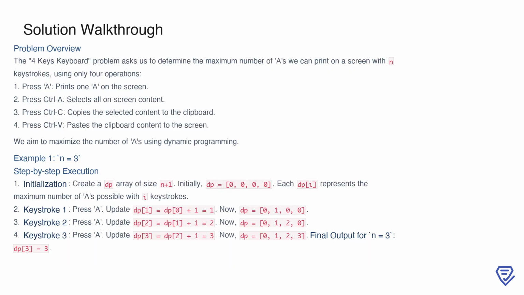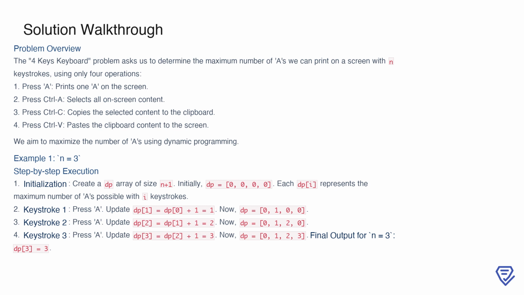The 4-keys keyboard problem challenges us to determine the maximum number of A's that can be printed on the screen using exactly n keystrokes. The only operations allowed are pressing the A key to print a single A, using Ctrl-A to select all content on the screen, Ctrl-C to copy the selected content to the clipboard, and Ctrl-V to paste the content from the clipboard onto the screen. Our goal is to maximize the number of A's printed by strategically combining these operations.